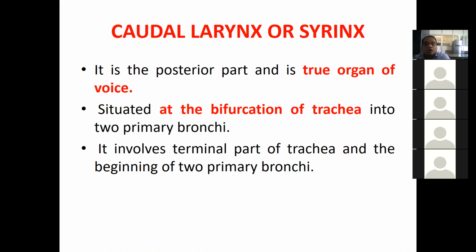Syrinx is the special sound producing organ present in the birds. That is the caudal larynx or syrinx. Caudal larynx is also known as syrinx. It is the posterior part, and it acts as a true organ of the voice. In case of the birds, syrinx is known as a true organ of the voice. It is situated at the bifurcation of the trachea into the two primary bronchi. It involves the terminal part of the trachea and the beginning of the two primary bronchi.